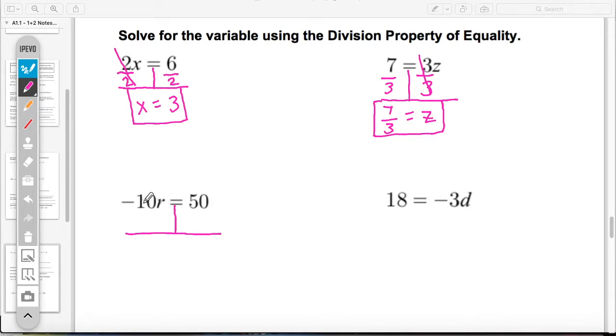Okay, negative 10 times r. So I'm going to divide by negative 10, because if we were to divide just by 10, negative 10 divided by 10 is negative 1, okay? Where we want our coefficient to be 1. So divide by negative 10 on both sides. So r equals 50 divided by negative 10, which is negative 5.